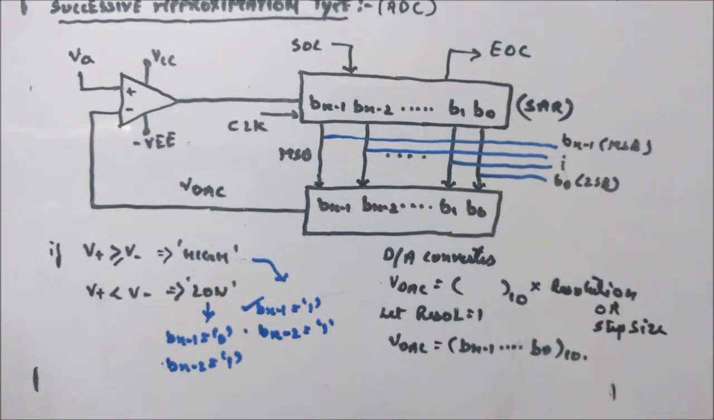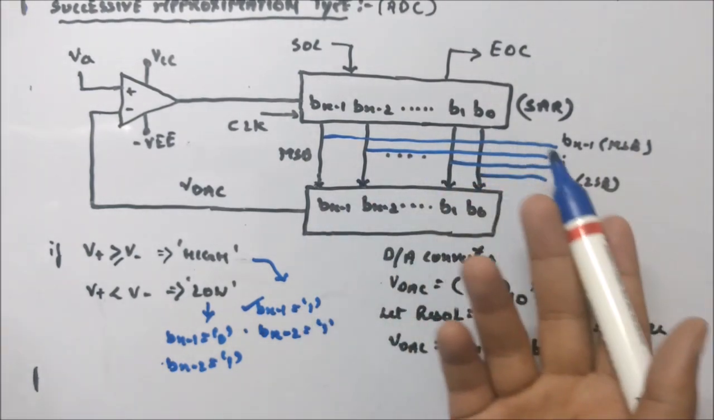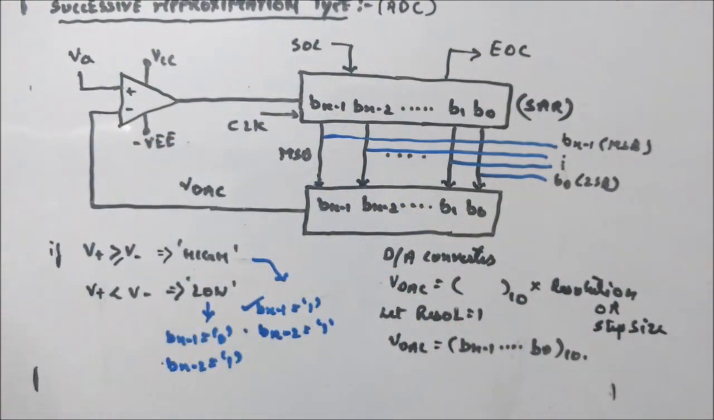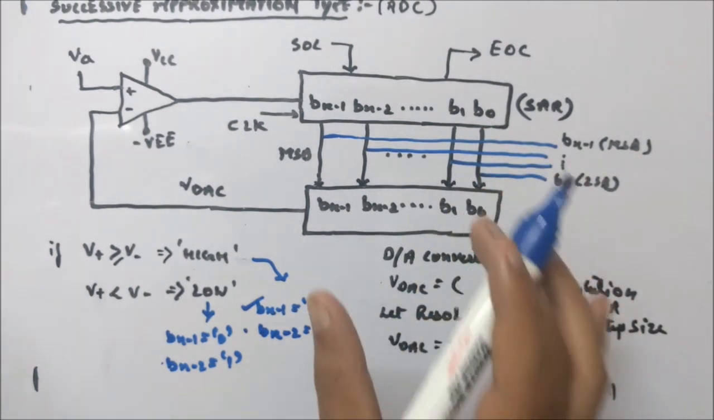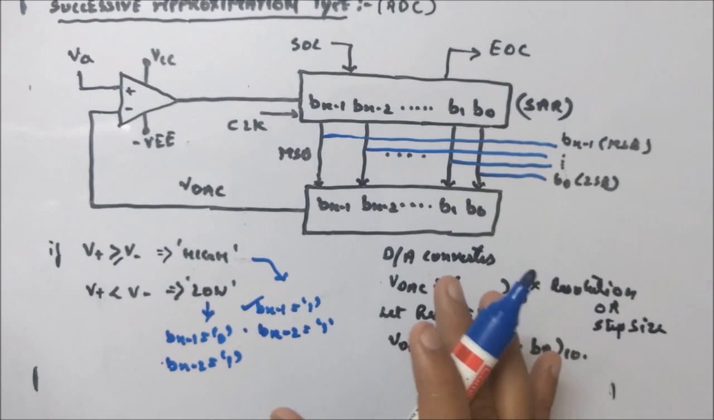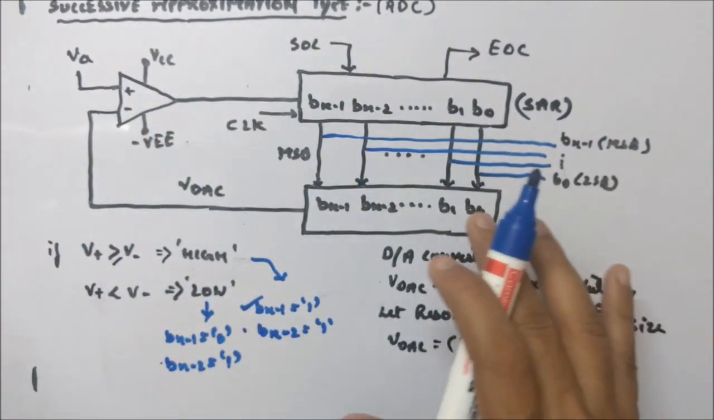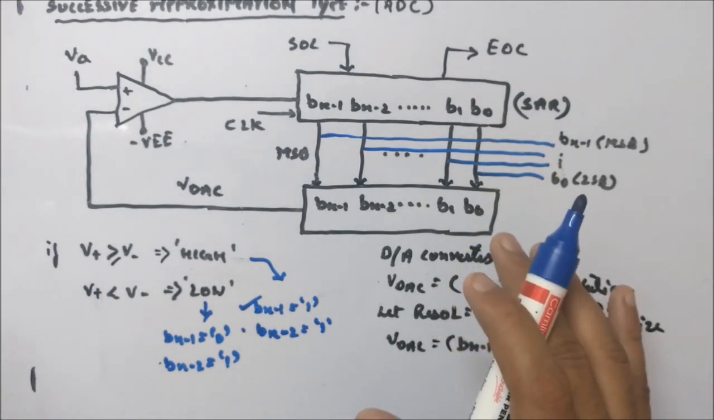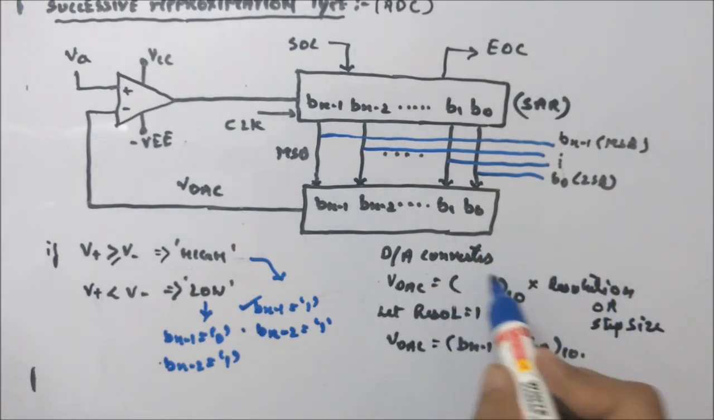Okay, this will be the corresponding digital equivalent of your analog input. I'll give you an example just to give you a feel of it. Right now I just wanted to give you an overview of how the circuit works. Now here you should remember this formula also.